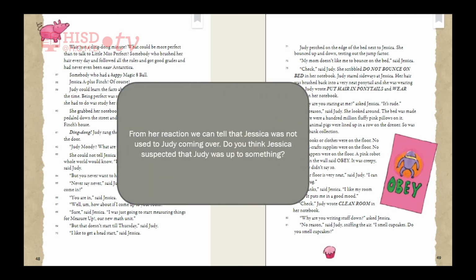From her reaction, we can tell that Jessica was not used to Judy coming over. Do you think Jessica suspected that Judy was up to something?